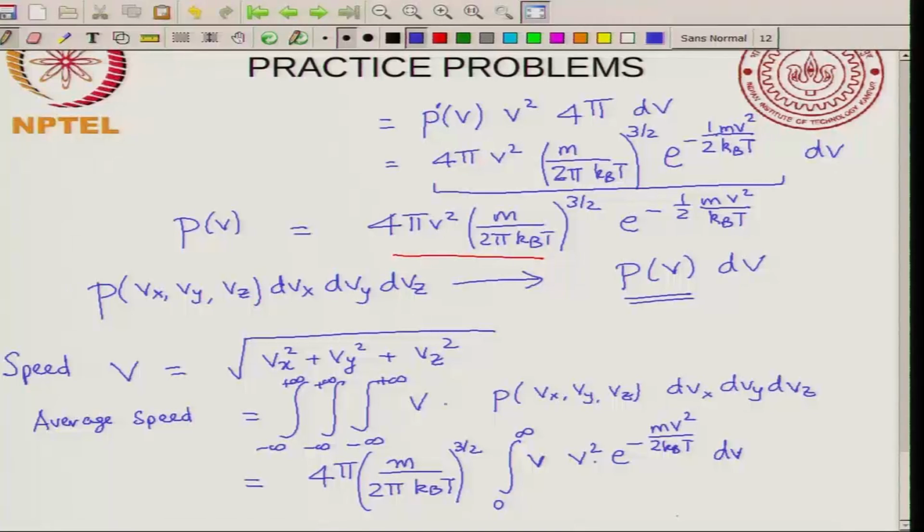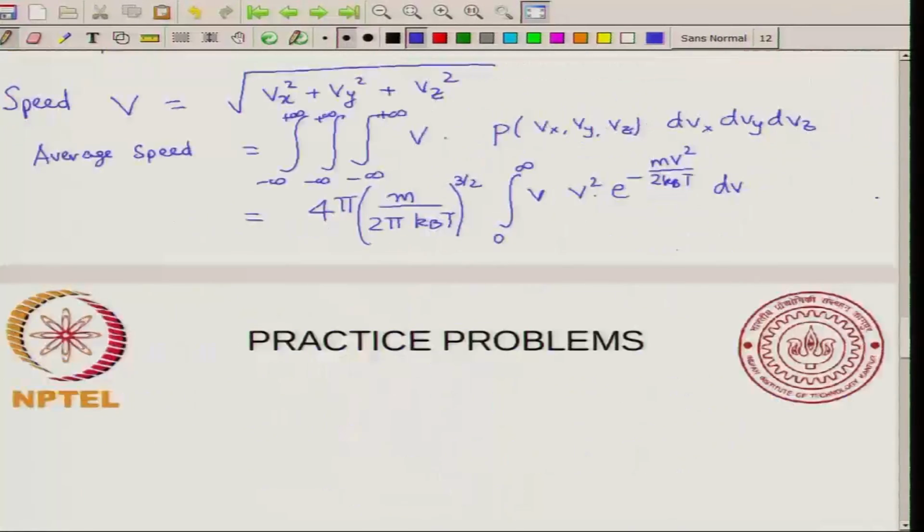Okay. So, that is essentially the expression that you get, and now you have to evaluate this integral. Now, this integral goes only from 0 to infinity and you have V cube e to the minus mV square by 2 kBT, and you have to evaluate this integral. So, this is how you will calculate the average speed. The average speed is given by this expression and we can go ahead and do the calculation.